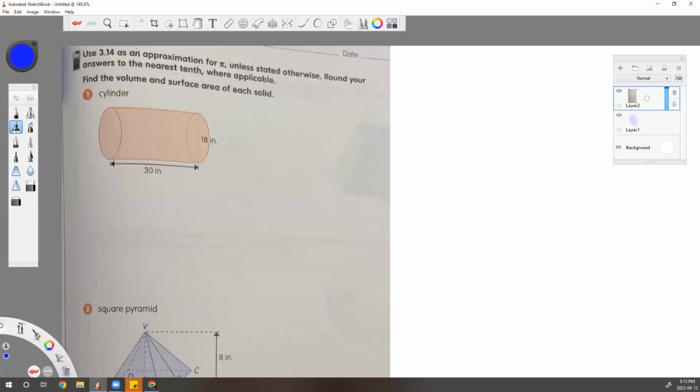Okay, now the question is asking you for the volume and surface area of each solid. So for number one, it's a cylinder. You need to memorize the formula. The volume of the cylinder, I write it down here, pi r squared times height. And the total surface area of the solid will be 2 of the circle, left and right. So 2 pi r squared, right? Because 2 times the area of the circle plus 2 pi r height.